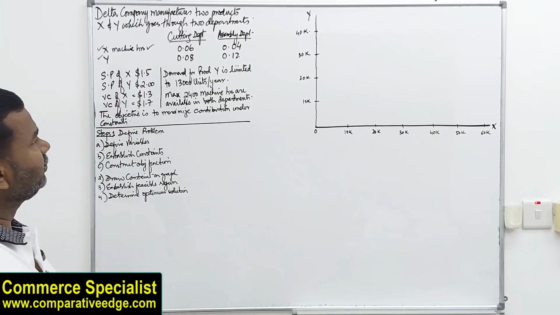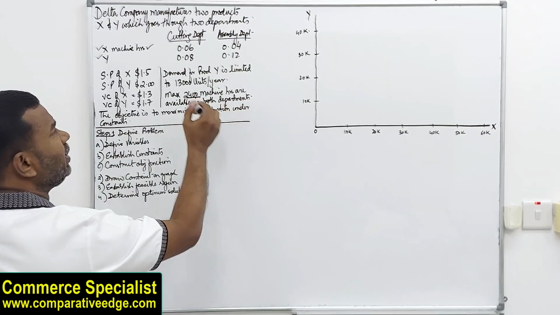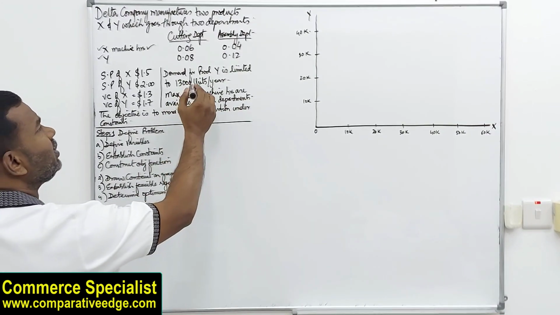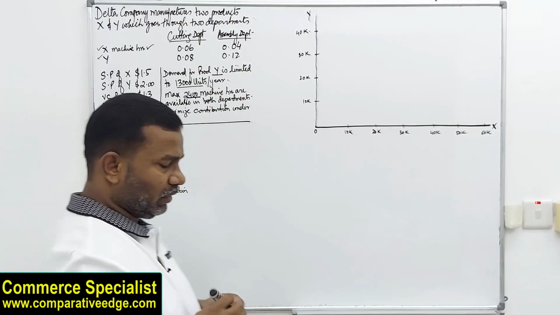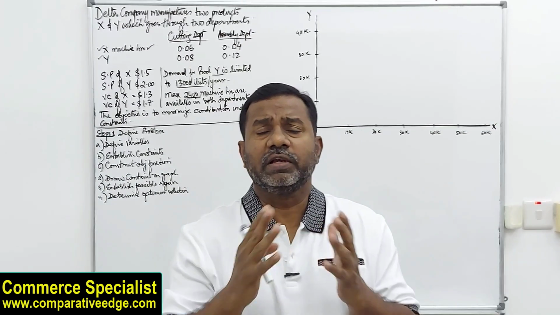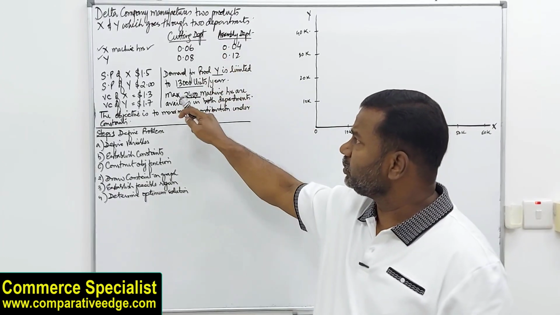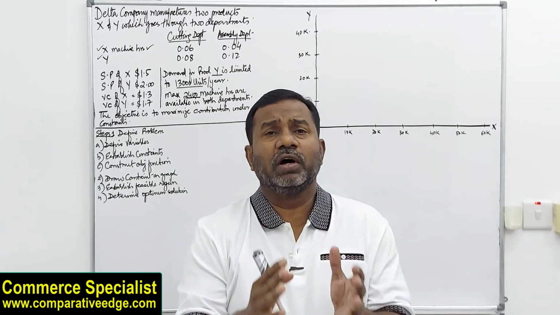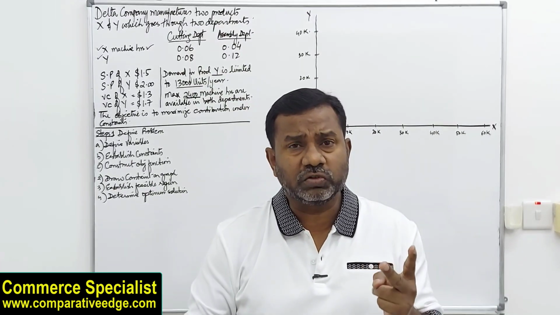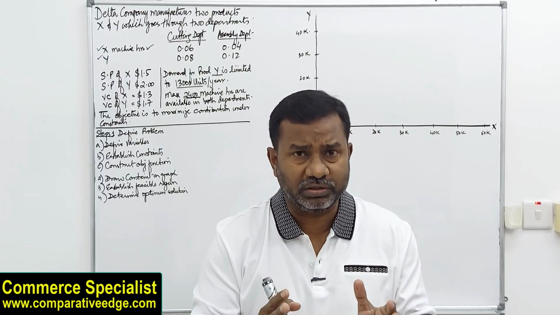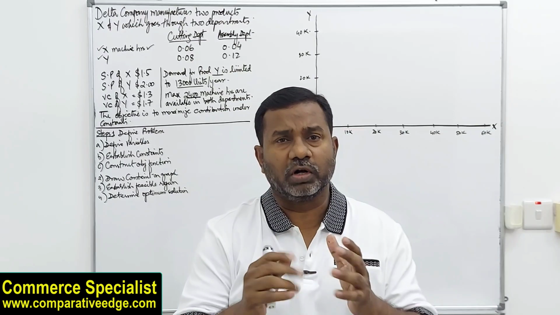Now comes the constraint. Maximum machine hours available for each department is 2,400 and you cannot sell more than 13,000 units of product Y. So we have three constraints here. The number of hours available in the cutting department is 2,400 machine hours. The number of hours available in the assembly department is also 2,400 machine hours. So these are two constraints. In each department we have limited machine hours. The third constraint is that we cannot sell more than 13,000 units of product Y.